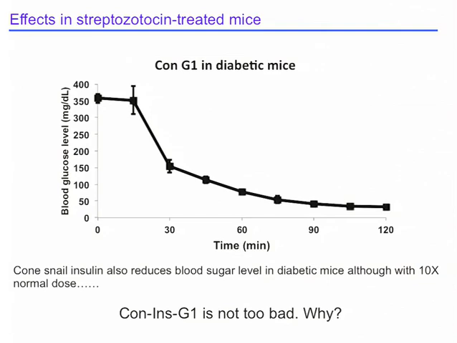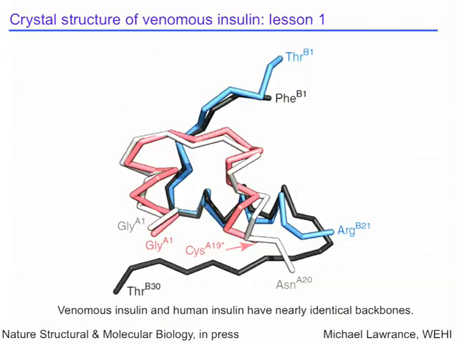So we started to work together with Mike Lawrence to try to solve the structure of it. The paper just got published 2-3 weeks ago in Nature Structural Microbiology. Basically, we tried to learn what's going on in this snail insulin, and what we can really learn from it. The first lesson we learned is that the backbone of the snail insulin and the human insulin are very similar, nearly identical. Probably just because the B chain of the human one is longer, and they have a slightly different size in the A chain, but other than that, they are pretty much the same.